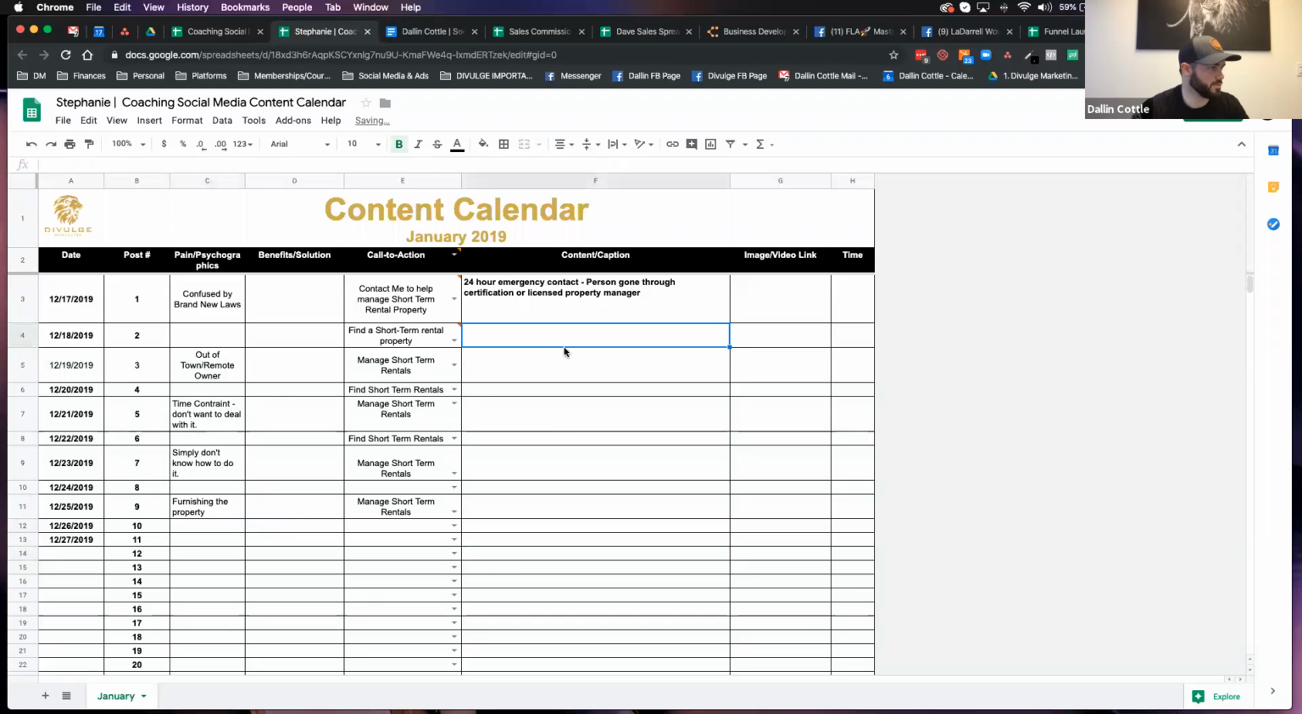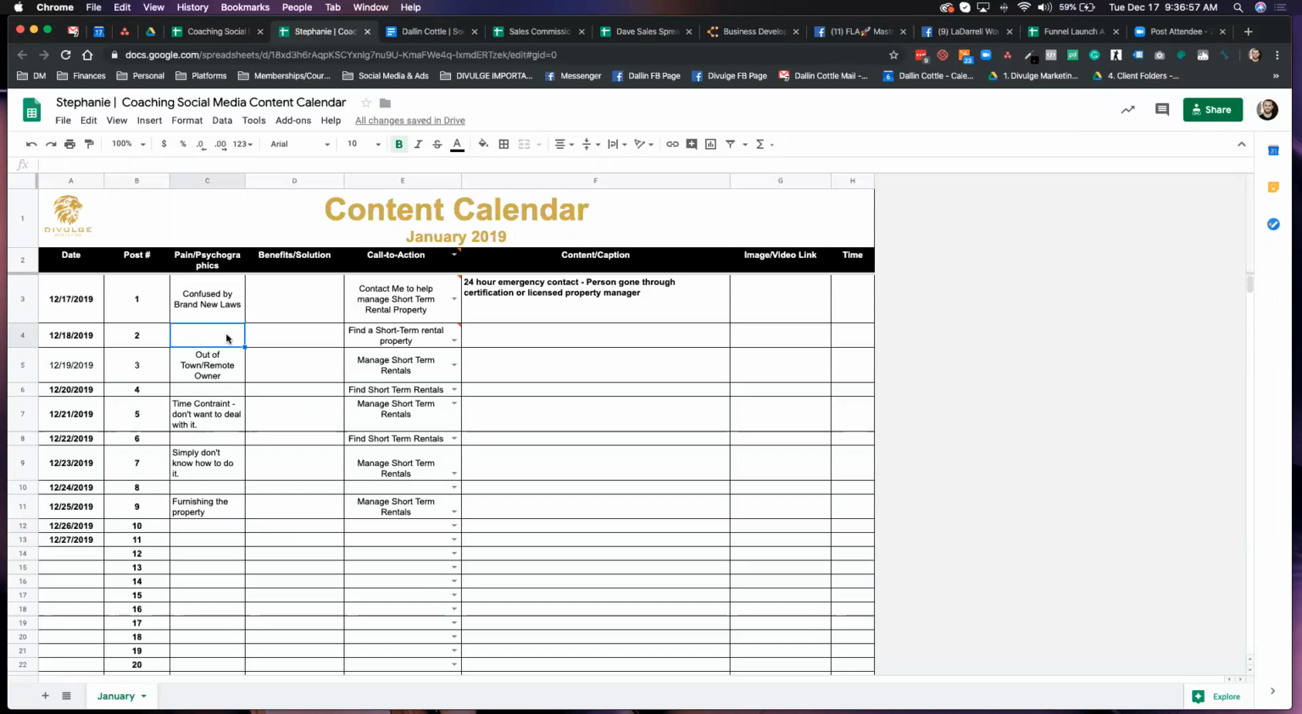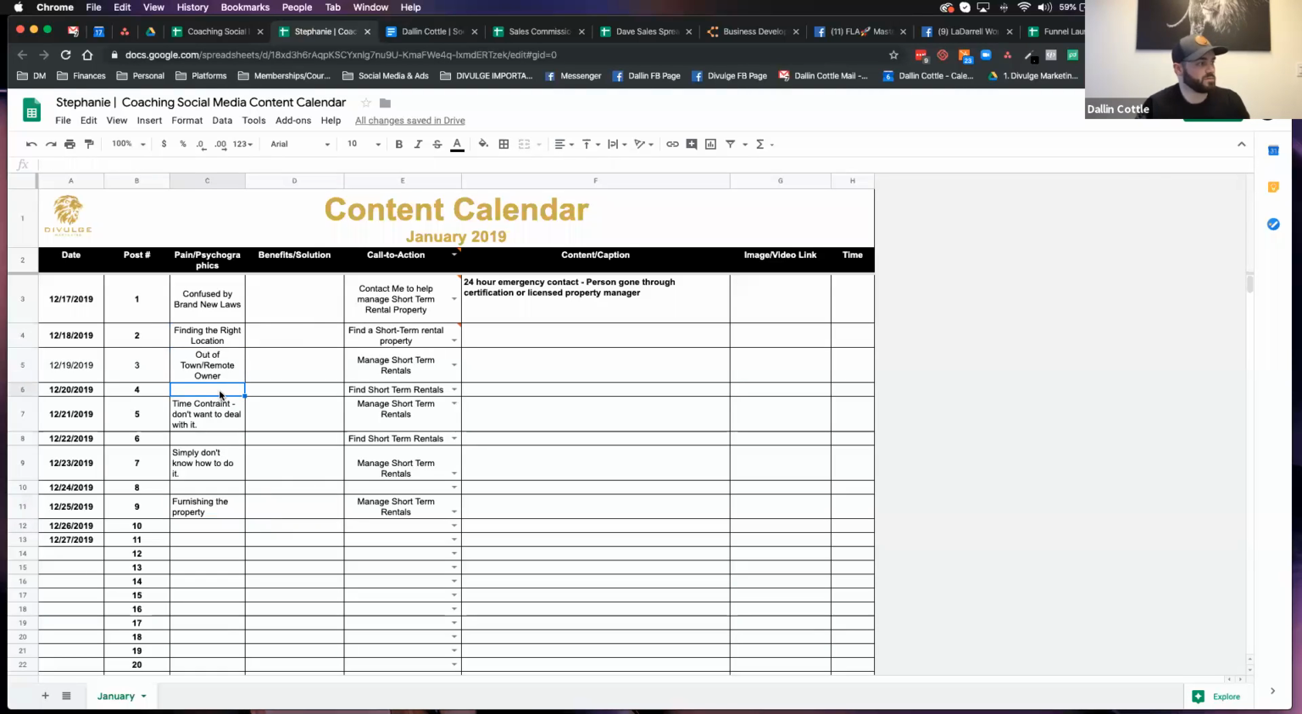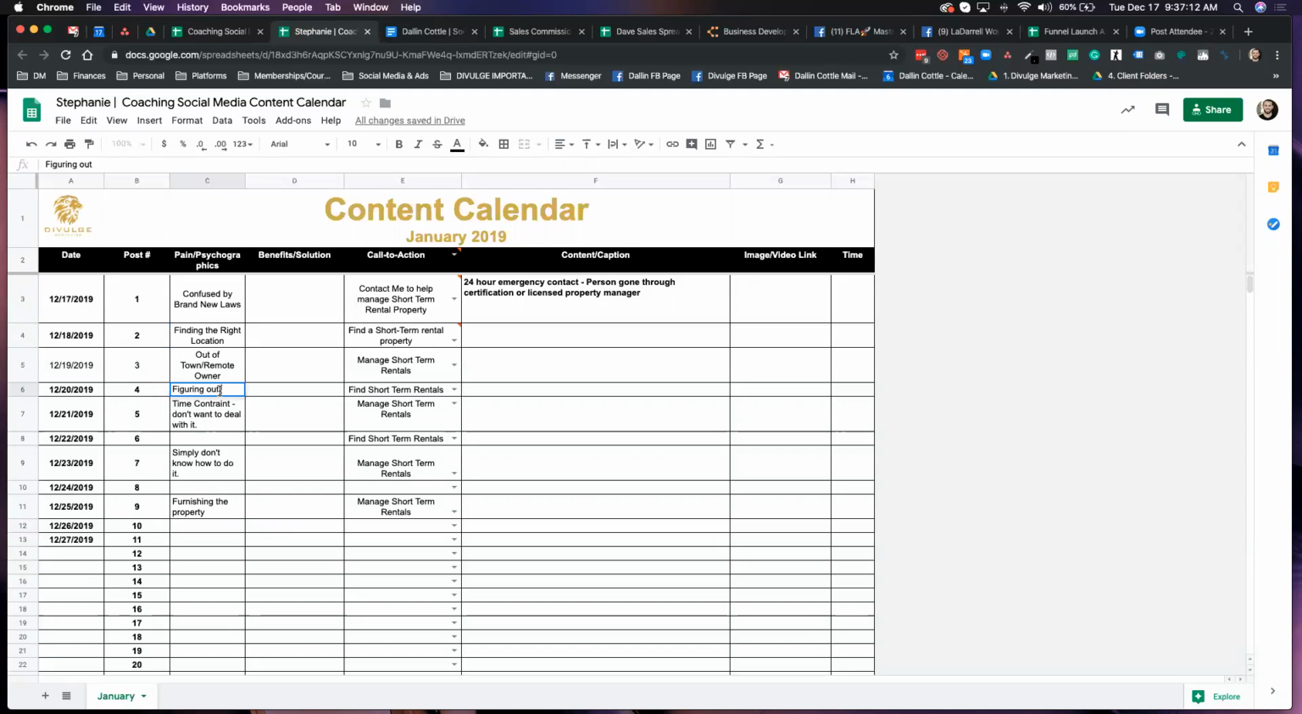Okay, awesome. So let's talk about the pain of finding a short-term rental property. What's one of the pains of finding it? Location, finding the right location. Okay, what else? Figuring out how to purchase the property.